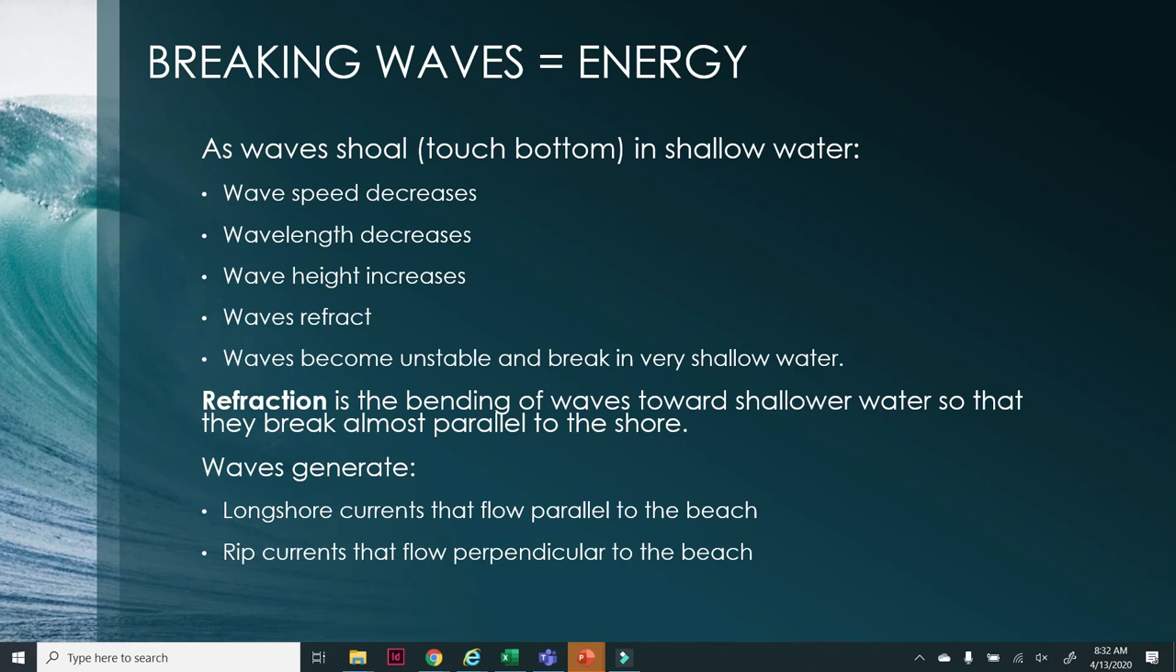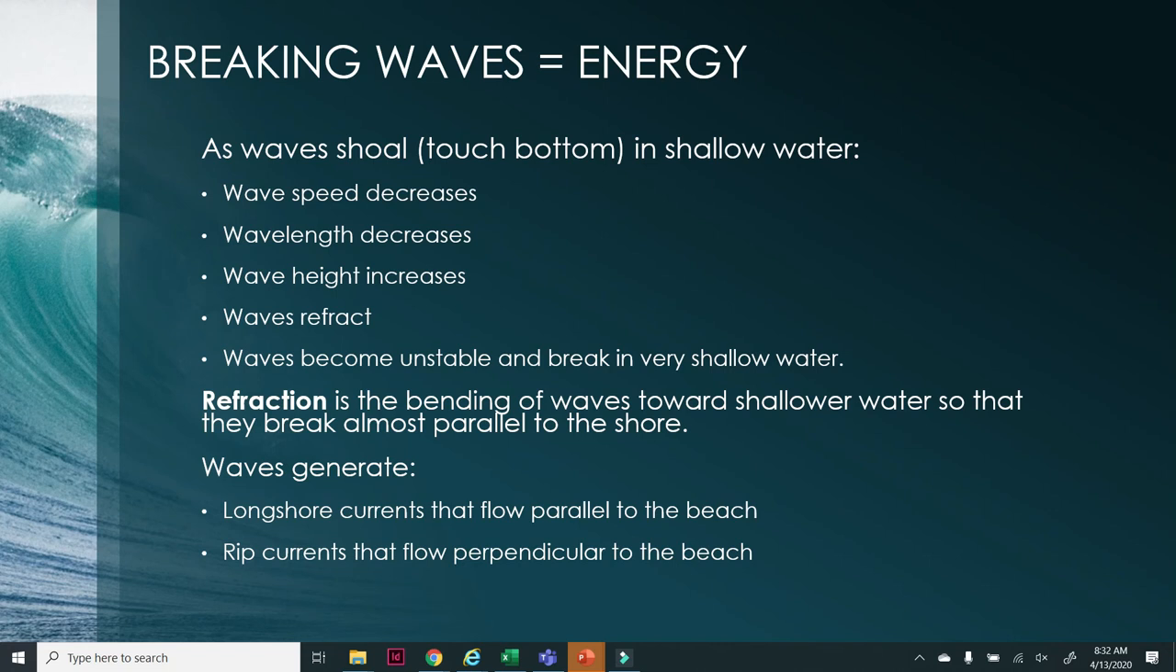One of the most important forces when we talk about the dynamic shoreline is the force of breaking waves. This is the force that causes the most change in our dynamic shoreline. So I just want to remind you, we've studied waves before, but I want to remind you a little bit about waves. So the first thing you need to know is that breaking waves bring energy to the shoreline, and their energy changes the shoreline.